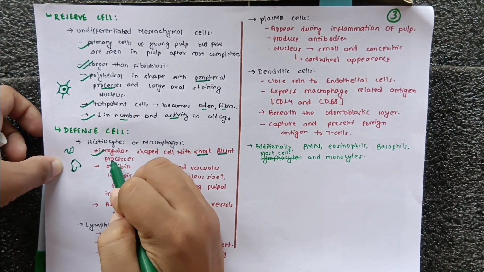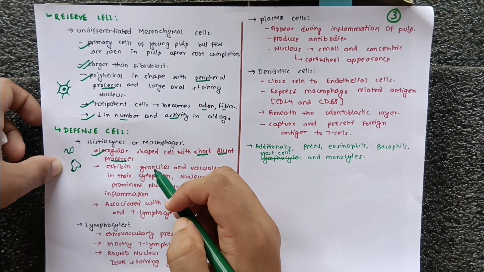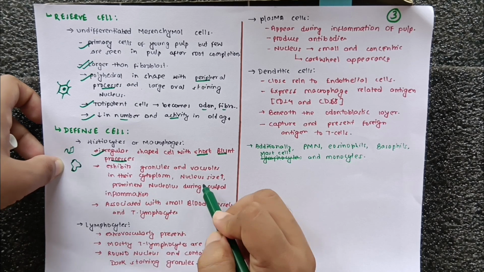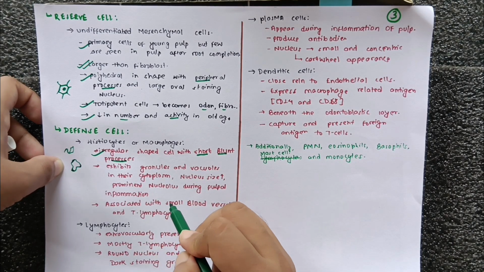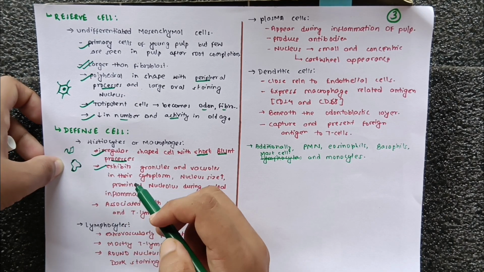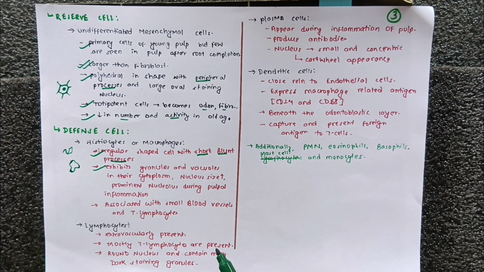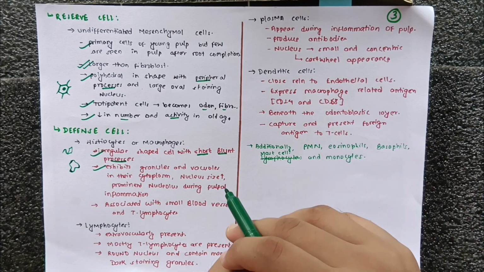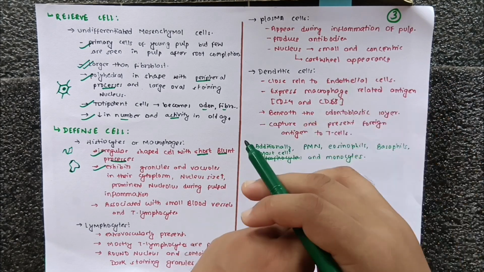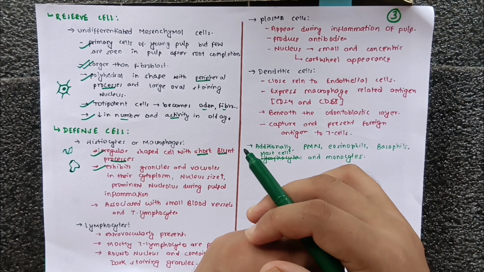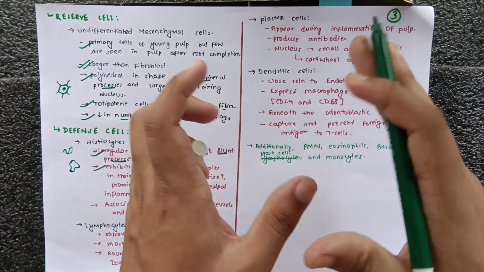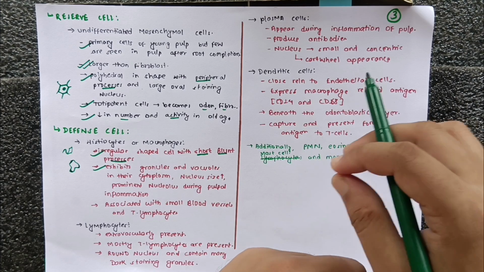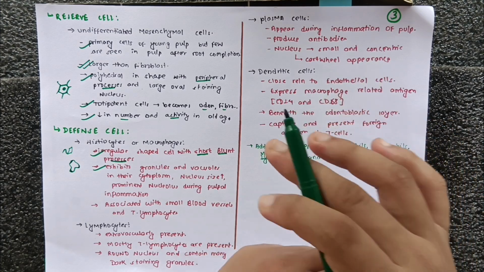Short blunt processes are present in the histiocyte or the macrophages, and it exhibits granules and vacuoles in their cytoplasm. Nucleus size also increases, with a prominent nucleolus during pulpal inflammation. If you do not study this in detail, just remember what a macrophage is: a cell that engulfs foreign particles into itself and degrades those substances. That is the proper function of the macrophage.